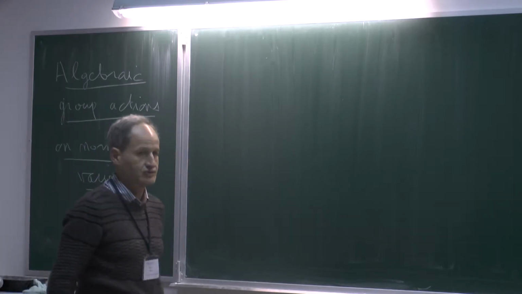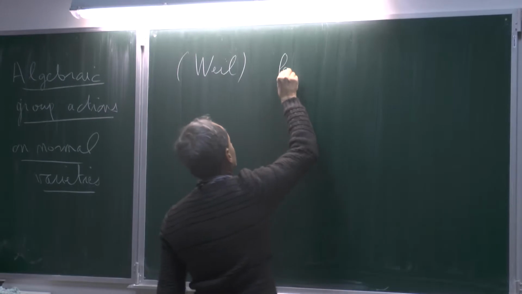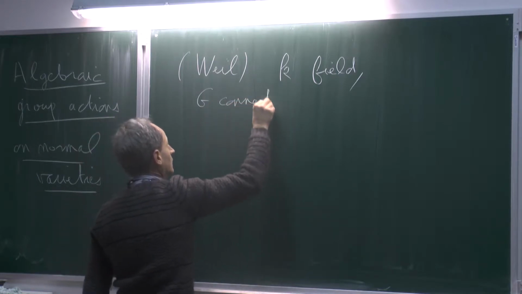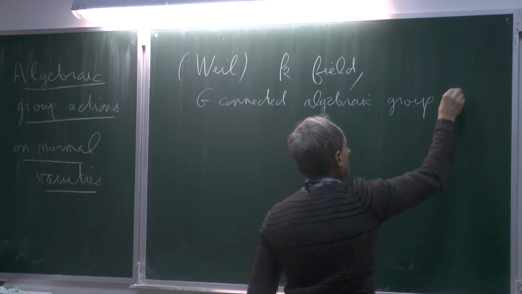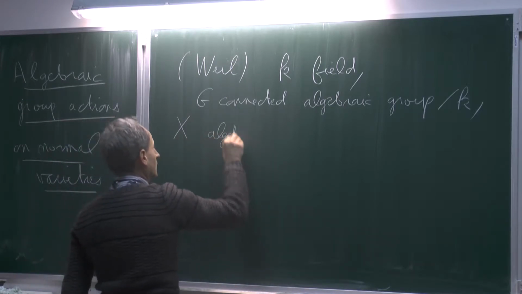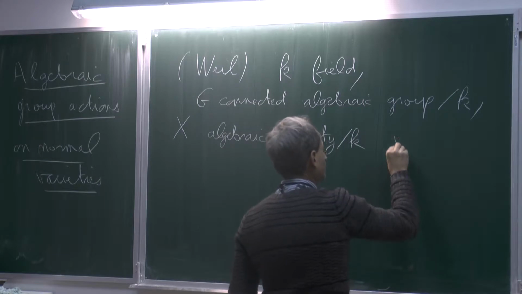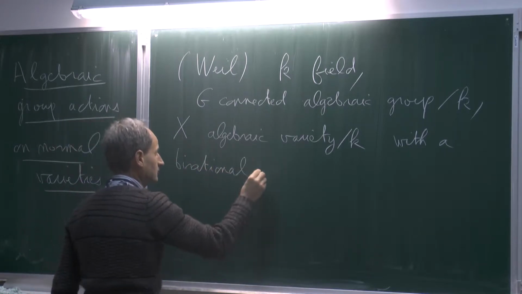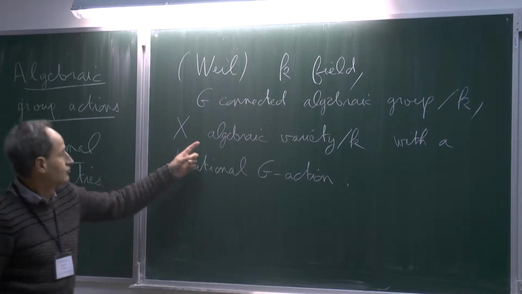So the starting point is a very classical result of Weil, which says the following. You consider a field K, a connected algebraic group G, and an algebraic variety X. There is a birational action of G on X. I'll give you details in a minute. And then you can modify the variety to make the action biregular.